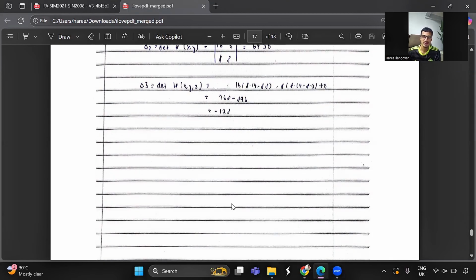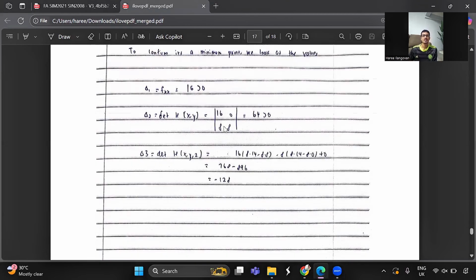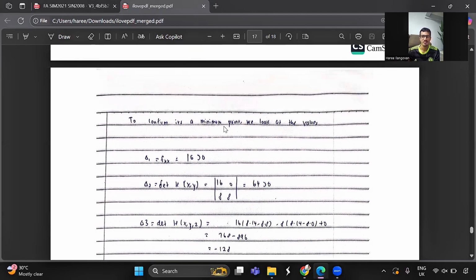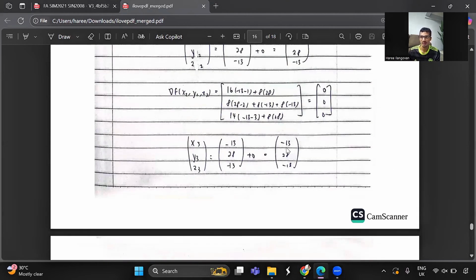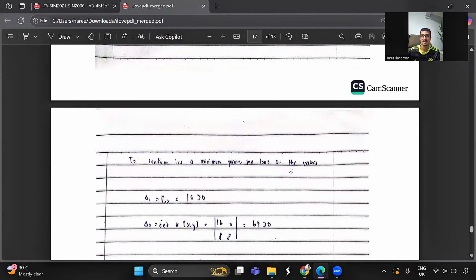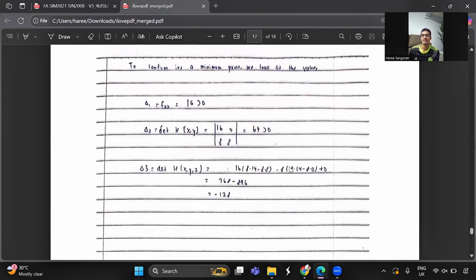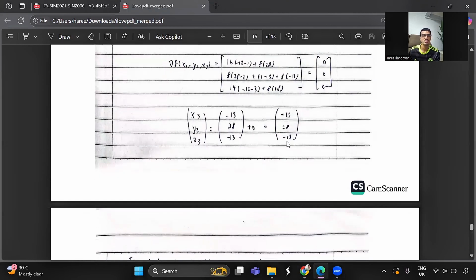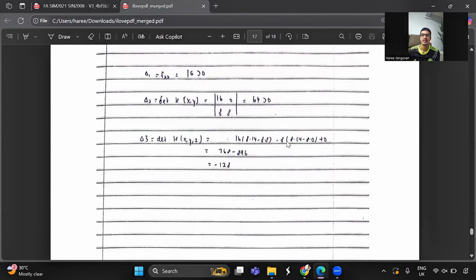So I tried to use different starting points to find whether it converges to a different answer. But then after using x to be 1, 1, 1, and 4, 4, 4, it always converges to negative 13, 28, and negative 13. And therefore, I ended my answer by saying that this is the converging point using the Newton method. And that's all from me.